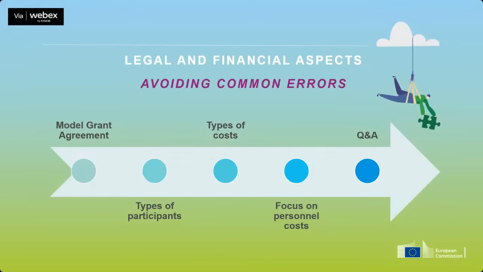And I would like to talk about the model grant agreement, its structure, and also its purpose. And also, I would like to explain 2 of the main pillars of our grants, which are the type of participants and the type of costs, with a focus on the personnel cost. And I would like to give you a couple of tips on how to avoid common errors. And hopefully we'll have some time for a Q&A session before the lunch break.